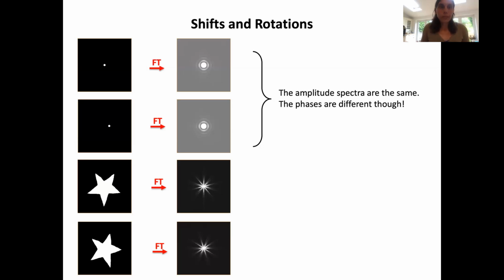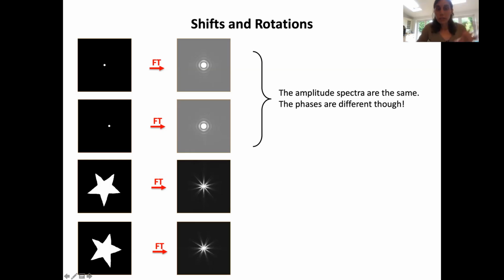Okay, so this is just another couple of fun facts about Fourier transforms. If we have the Fourier transform of two images that are shifted with respect to each other, when we look at the power spectrum, it actually looks identical. But the phases are different though. If you think about what the phase means in terms of where the sine wave starts compared to a reference sine wave, then you will understand why the phases are different, but the amplitudes are the same.